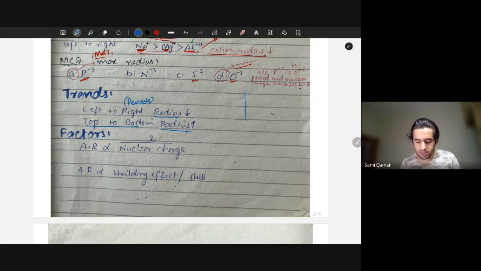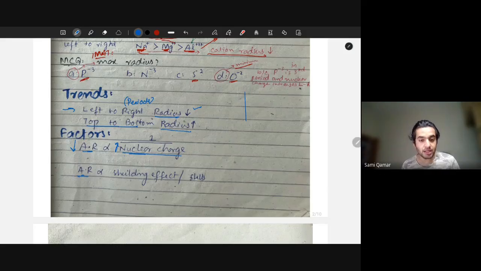Atomic radius, remember this, is inversely proportional to nuclear charge. What does nuclear charge mean? Electrons and protons are being added into the same shell, so nuclear charge is increasing. Atomic radius is inversely proportional to nuclear charge, so if nuclear charge is increasing, atomic radius will decrease. This is what happens when we move from left to right in a period. Nuclear charge increases, and that's why atomic radius decreases. When electrons are being added, the size keeps shrinking. So this is what happens basically.